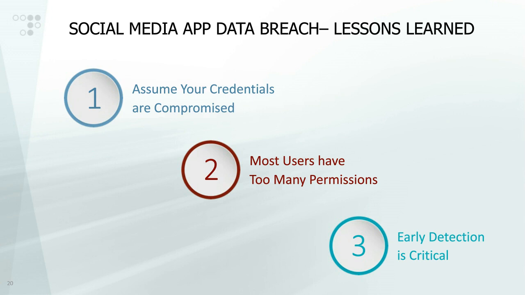So that's lesson learned number two, that most users have too many permissions. The third lesson learned from this case is that early detection is critical. Because again, let's look at some of the steps that hackers went through, as we said, creating their own set of administrator-level API access keys, reconnaissance scans, creating a database snapshot, launching it, and so on.